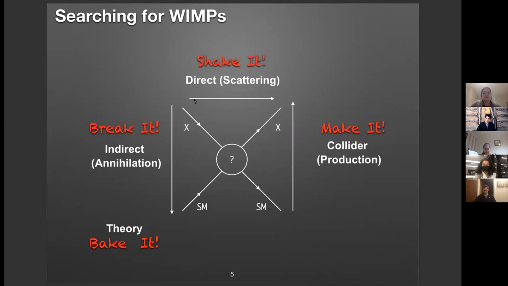So finally, what I'm going to spend most of the rest of the time talking about today is the direct scattering approach, where we've got a dark matter particle scattering off of a standard model particle. And what we detect is the standard model particle that recoils away, and the only explanation we can have for it recoiling away would be dark matter, because we've controlled all of the standard model processes in the way.